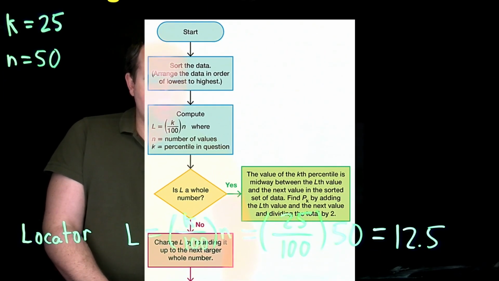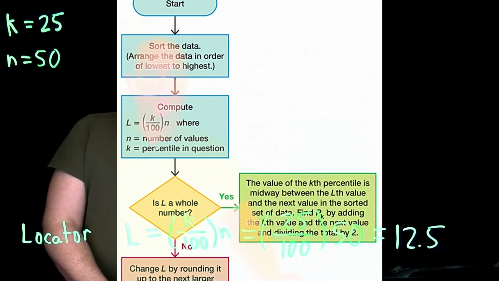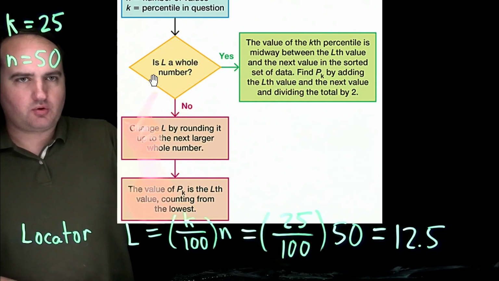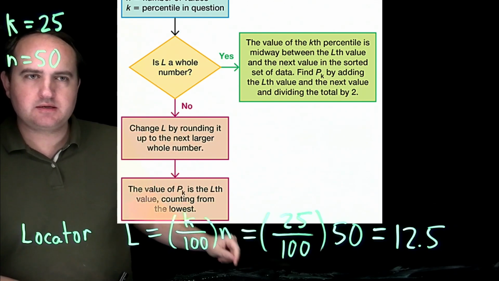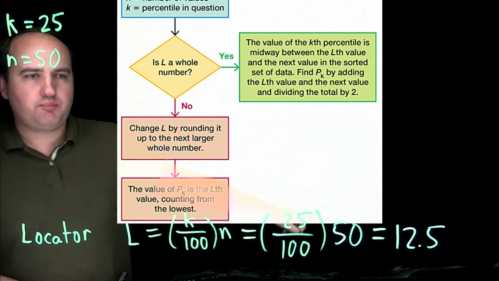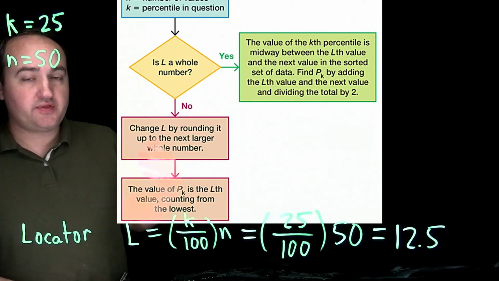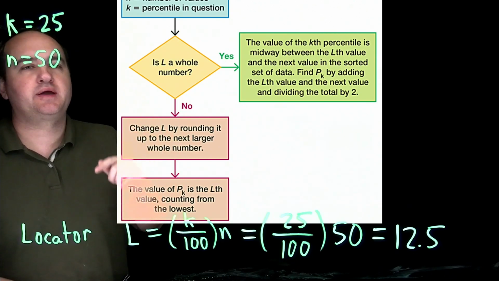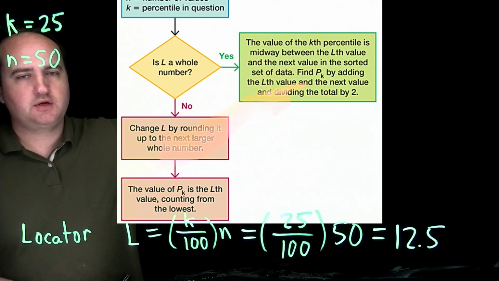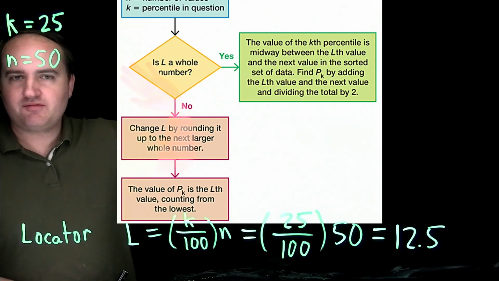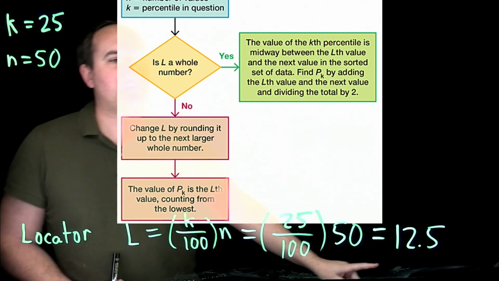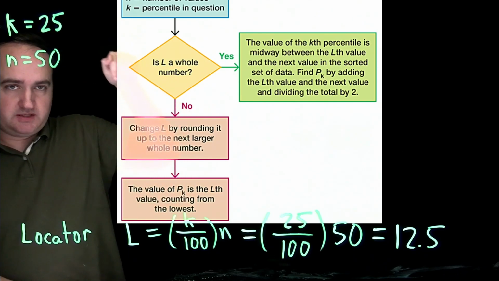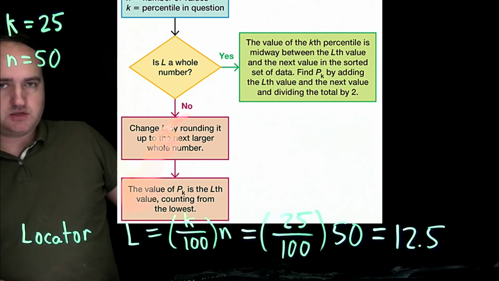If I zoom in on the flowchart, we have to decide whether L, the locator, is a whole number. Obviously, 12.5 is a decimal, and recall that a decimal is not a whole number. A whole number means a counting number, like 0, 1, 2, 3, 4, etc., but it can't have any fractions or decimals. Because we have a decimal here, L is not a whole number, which means we go down to where it says no.